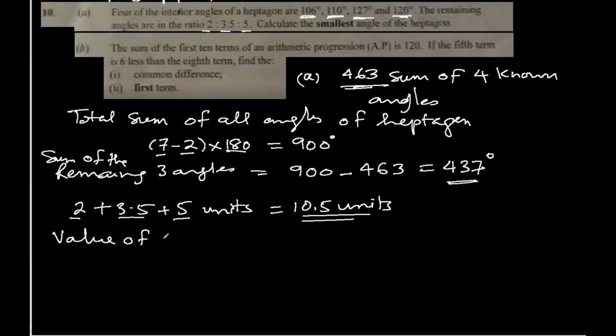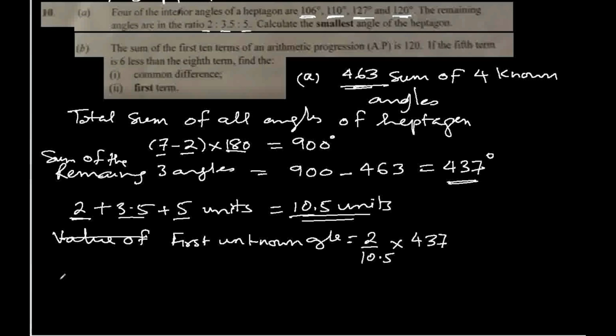Rather, we can find it straightforwardly. Let's find it straightforwardly, okay? The first unknown angle will be 2 units out of 10.5, multiplied by their sum, which is 437.